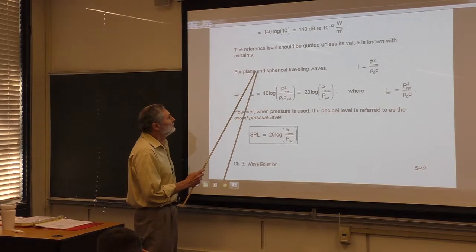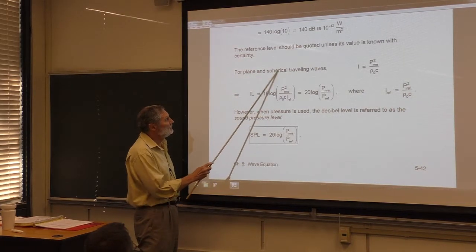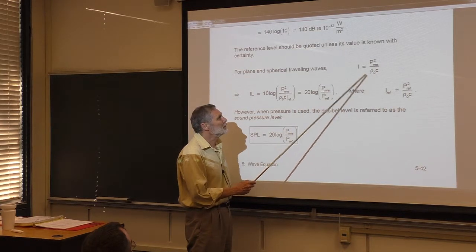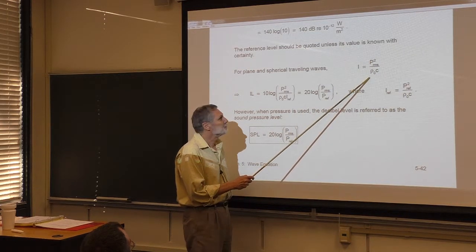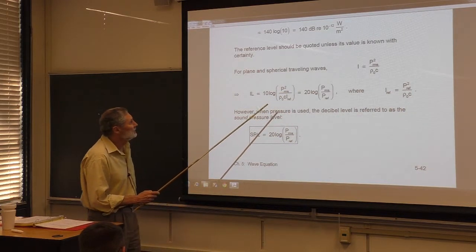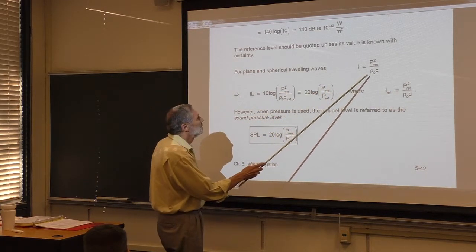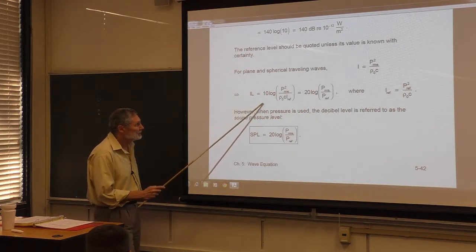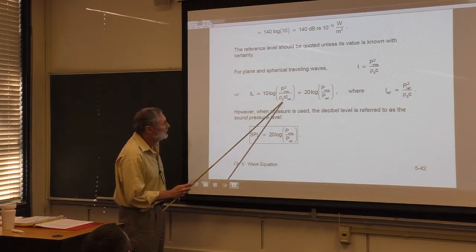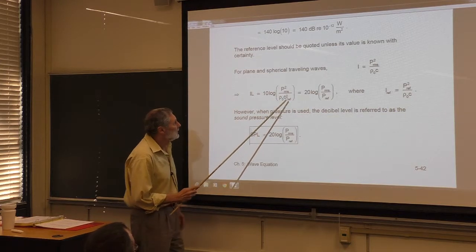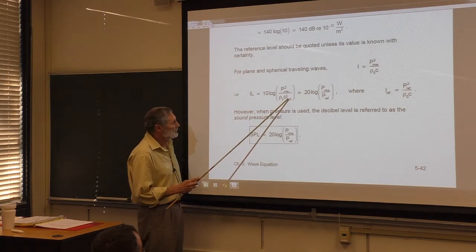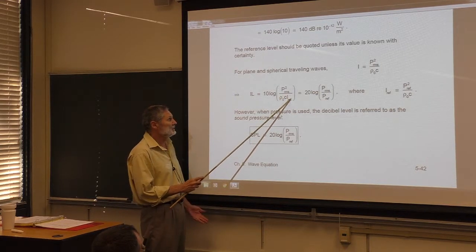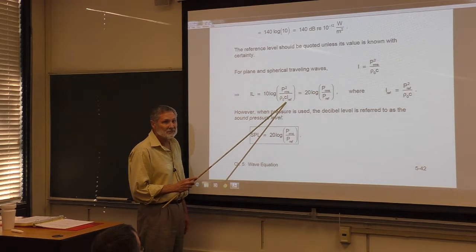So for a plane traveling wave, or as we've seen, a spherical wave, this is the relationship between the intensity and the pressure. The intensity is proportional to the square of the pressure. If we substitute this into our definition for the intensity level, we get this. And now we can call this the square of the reference level for the pressure.